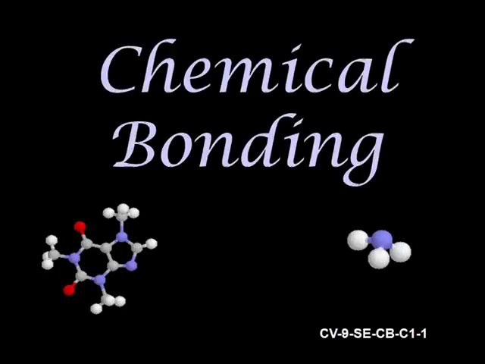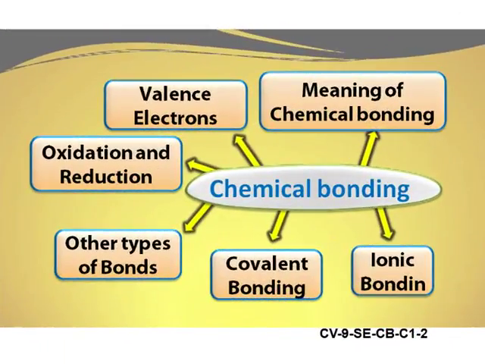Chemical bonding. In this chapter, we are going to study about the meaning of chemical bonding, ionic bonding, covalent bonding, other types of bonds, oxidation and reduction, and valence electrons.